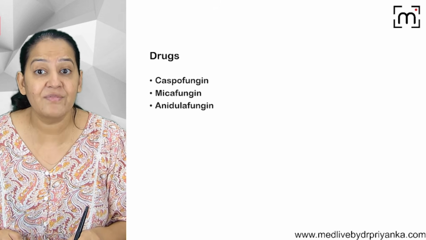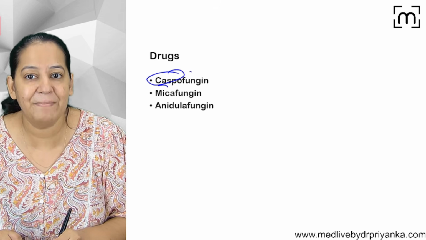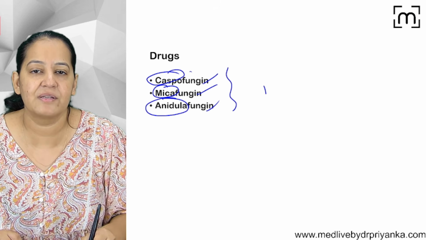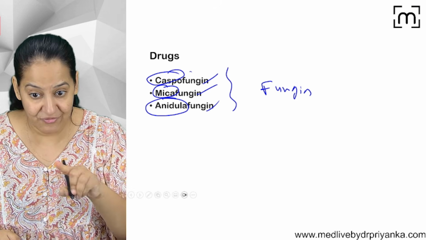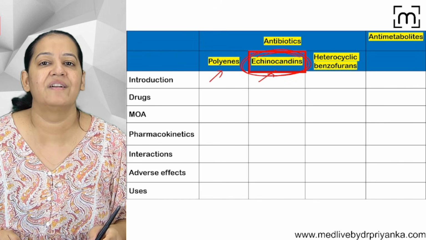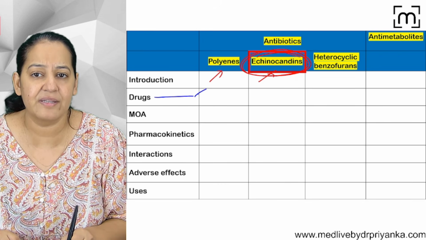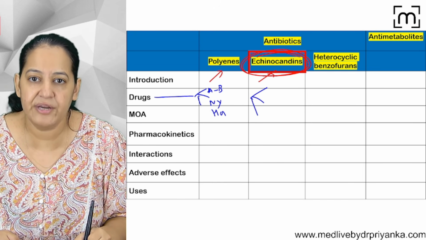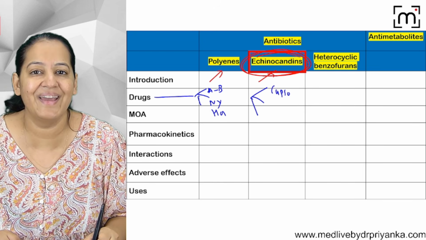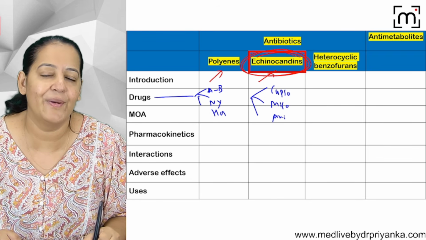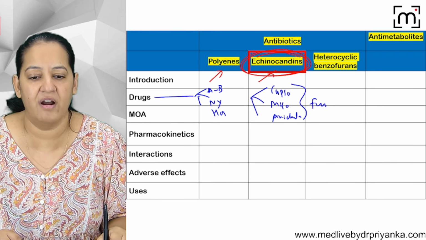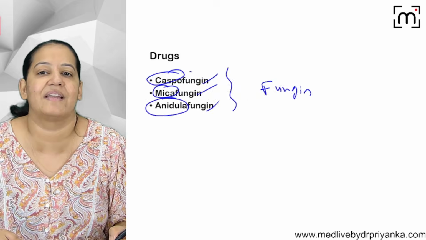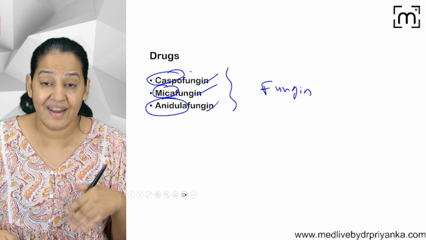That is the introduction. Drugs: we have Caspofungin, Micafungin and Anidulafungin. The suffix here is fungin. So here also we have 3 drugs, just as with polyenes we had Amphotericin B, Nystatin and Hamycin. Here we have Caspofungin, Micafungin and Anidulafungin. All of them are fungins. So learn the names of the drugs in this category. These are Echinocandins.